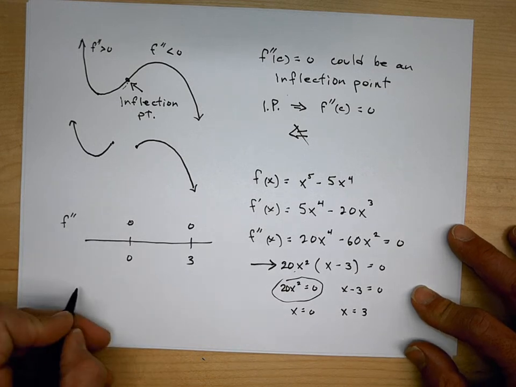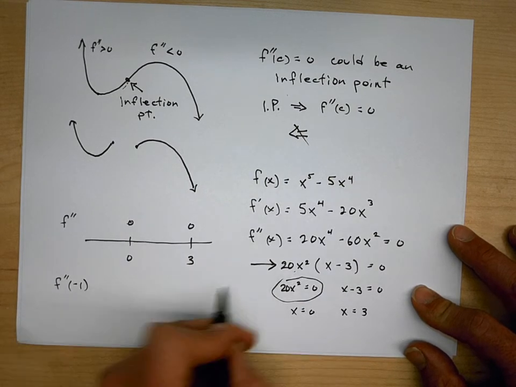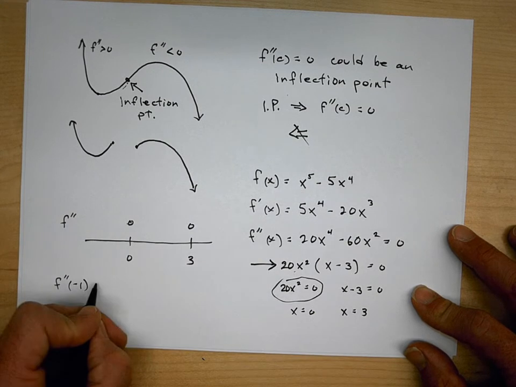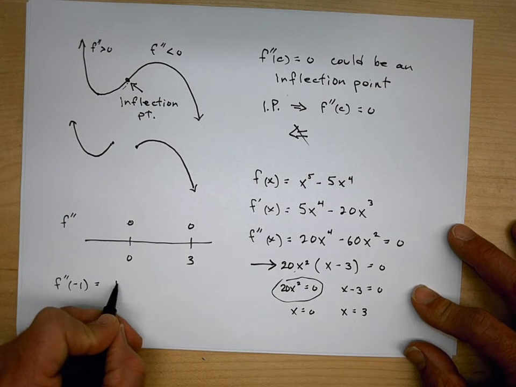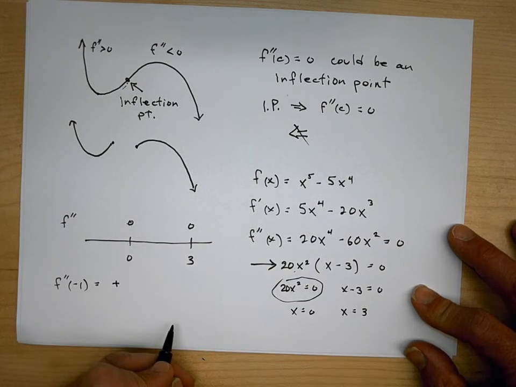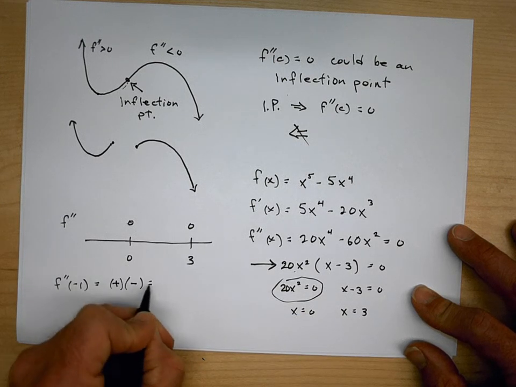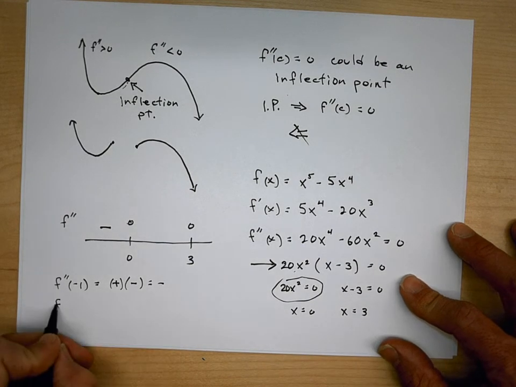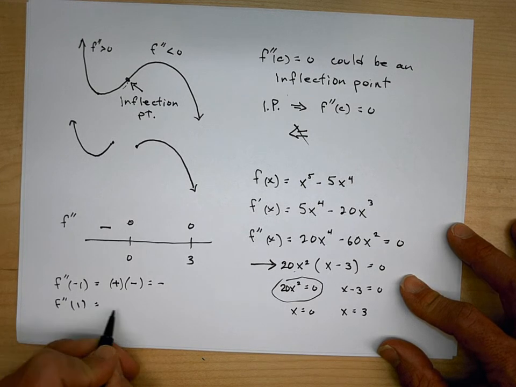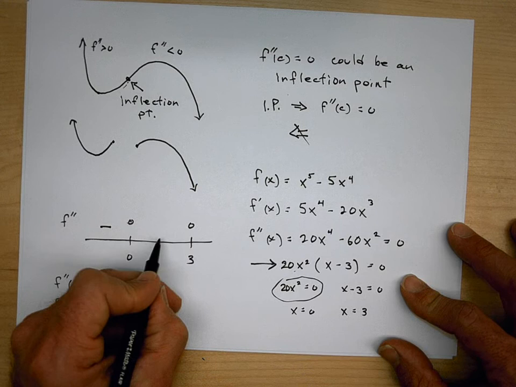So let's try, for example, negative 1. That makes the 20x squared positive, since when I square negative 1 it becomes positive times 20. And negative 1 minus 3 is negative, so the product is negative. So it's concave down in there. Let's pick something in between, for example 1. Putting in 1, we square it, multiply by 20, we get a positive. Subtracting 3 from 1 is negative, and the product is negative, so it's negative in here.